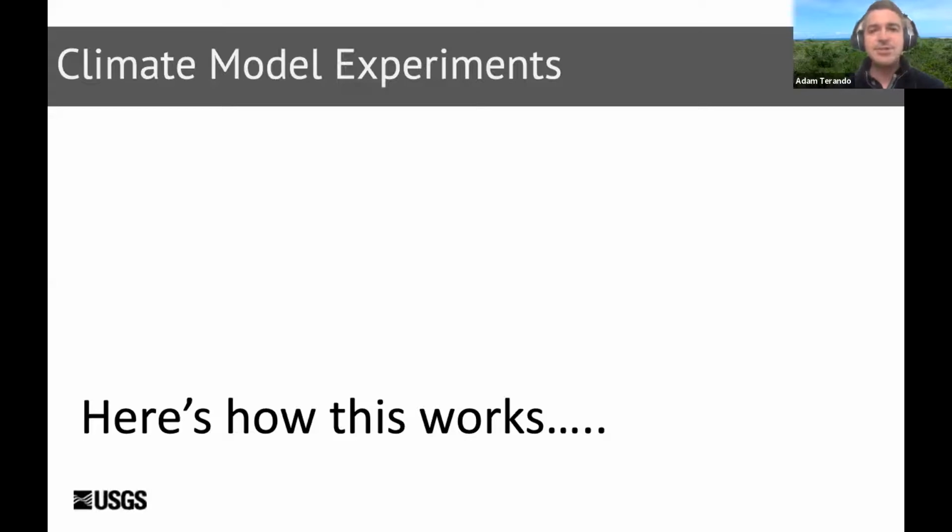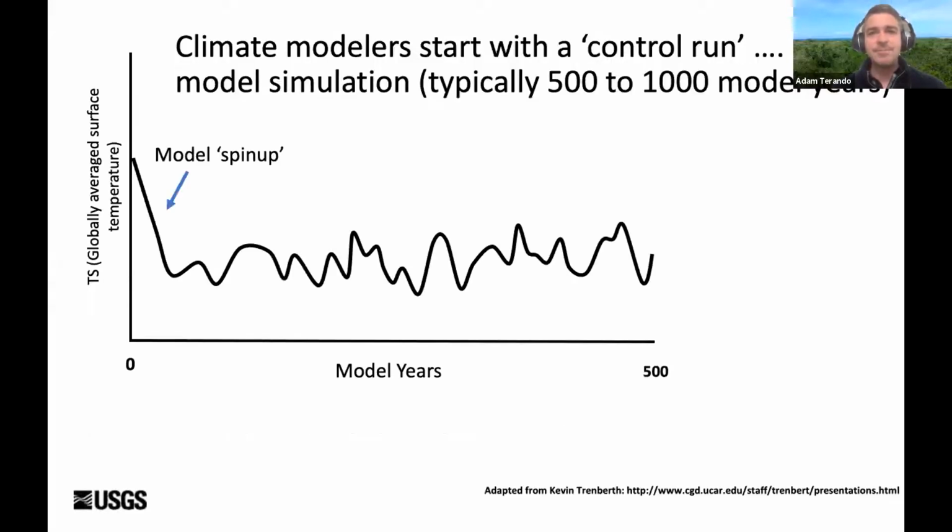All right, so here's how this works on a granular level, just so you have a little window into the guts of how we do these climate model experiments. Climate modelers start with what we call a control run. This is a long model simulation, typically 500 to 1,000 model years. So you have to start with some model spin up, where you start the model cold, like starting a car engine up cold, and you allow the model to spin up all the systems that you're simulating in the climate system, so then they come to some sort of equilibrium.